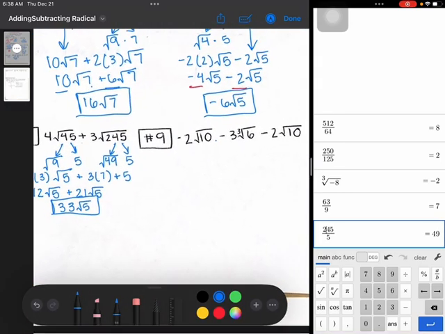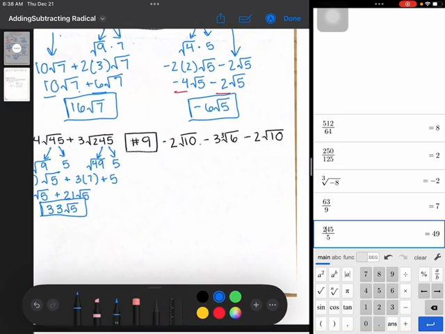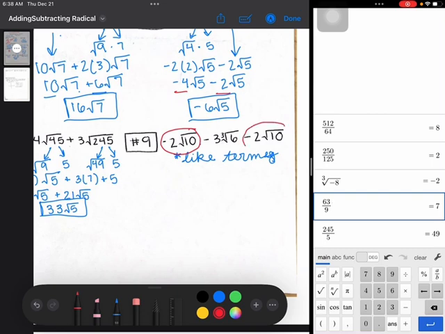Okay, so now in 9, we have 3 different terms, and we want to think about like terms. So which terms are like each other? So I'm going to circle our like terms here since everything's simplified. So negative 2 square root 10 is a like term with this negative square root 10 because they have the same radicand and the same index. So I can only combine those.